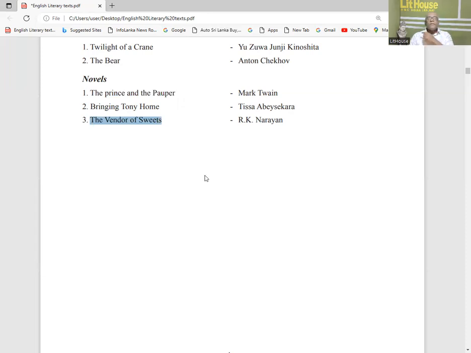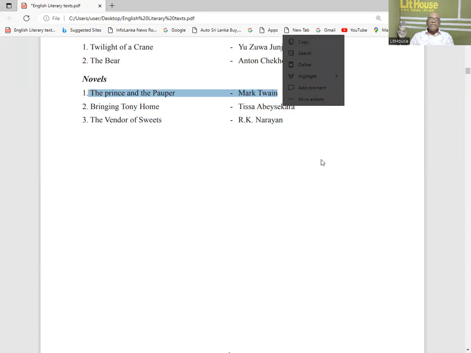But The Prince and the Pauper is for children. Right. Therefore, I select this novel because of its language and subject matter.